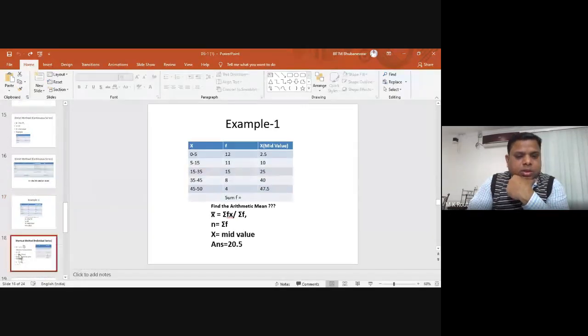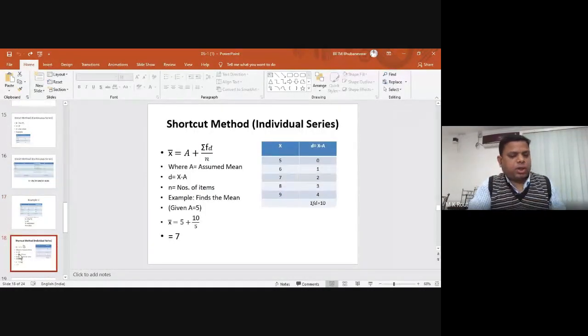The next method is, just note down this formula, the shortcut method for individual series. In the shortcut method, the formula is x bar equals a plus summation of fd divided by n. Here a stands for assumed mean, and d equals x minus a. That means the given data minus your assumed mean, and n stands for the number of items or number of observations.